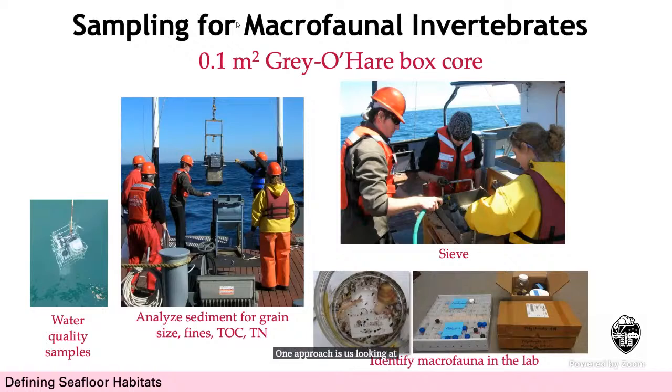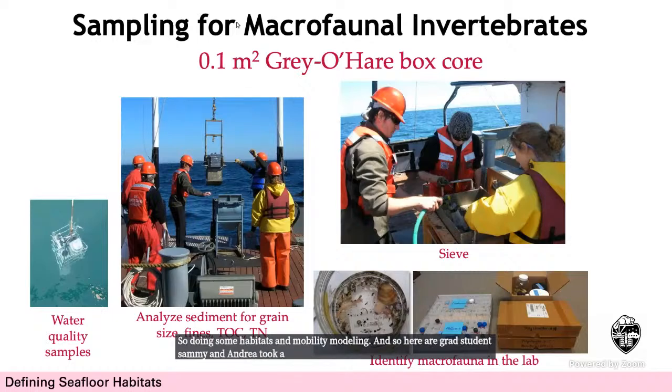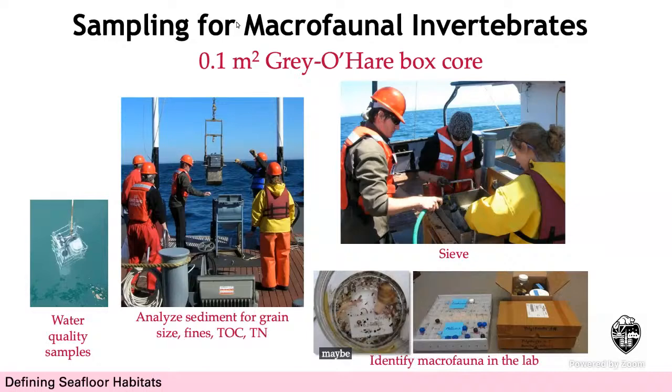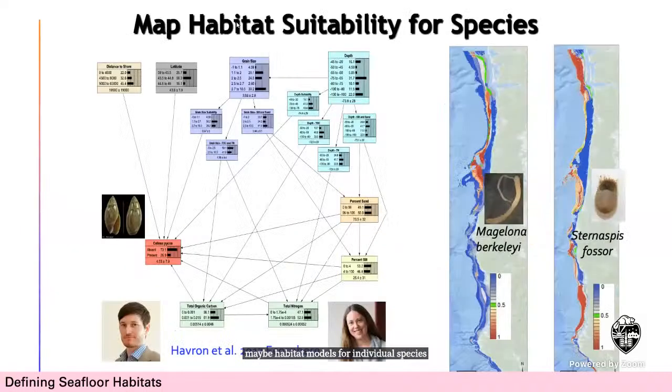And then we can take a couple of different approaches for determining how habitats might be defined for these kinds of organisms. One approach is looking at individual species, so doing some habitat suitability modeling. So here, a boosted regression tree approach, a Bayesian approach, making habitat models for individual species.